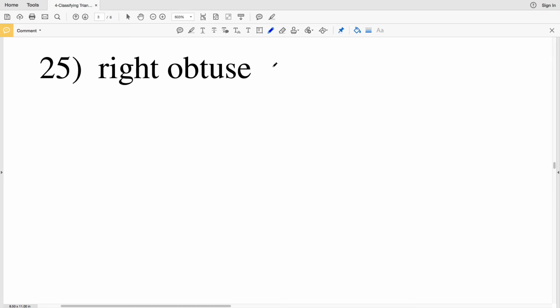Number 25, it asks me to draw a right obtuse triangle. However, it's not possible to have a triangle with a right angle and an obtuse angle, because once I have my right angle and connect, that's going to give me two acute angles. Or if I start with an obtuse angle and then connect, I'm going to get, again, two acute angles. Therefore, a right obtuse triangle is not possible.